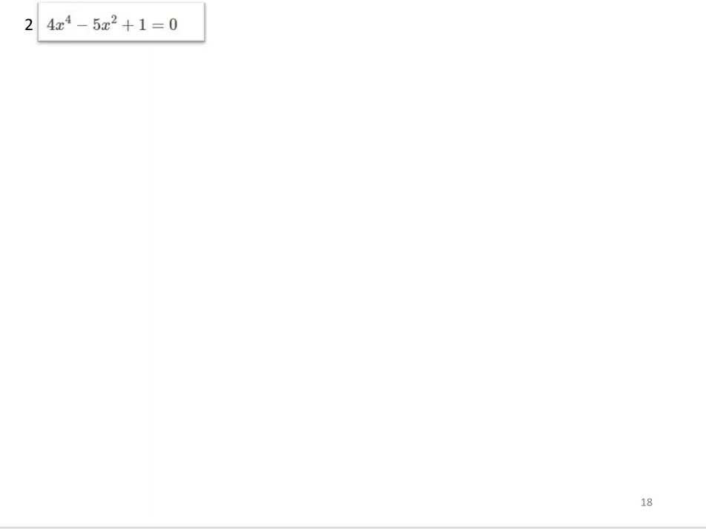Again, it is 4x to the power 4 minus 5x square plus 1 equal to 0. That means it is a degree 4 equation. So we can give a substitution u equal to x square, so that u square is equal to x to the power 4. Okay, so this becomes 4u square minus 5u plus 1 equal to 0, quadratic. Now find out the solution.